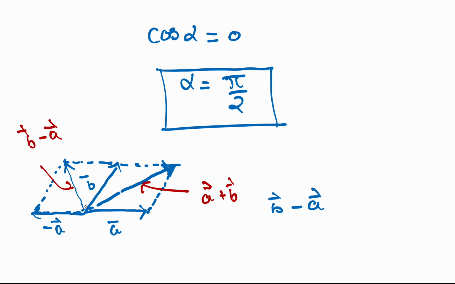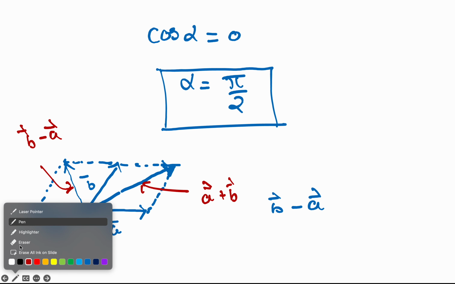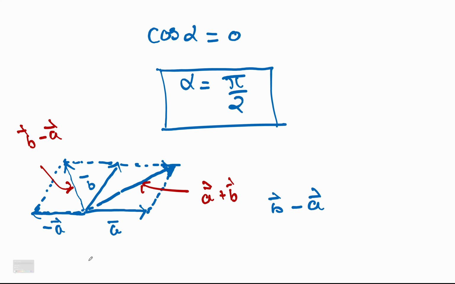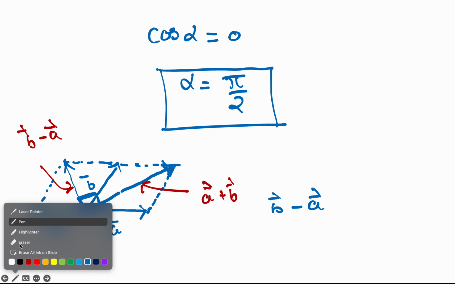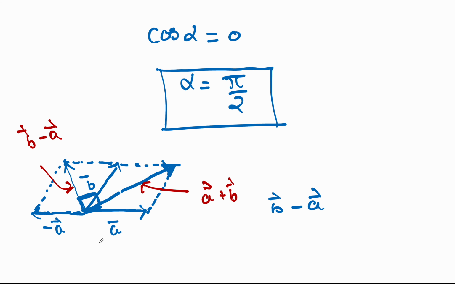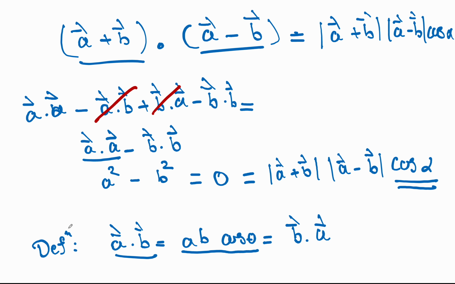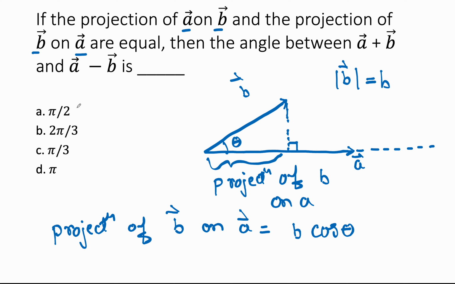Similarly, you can subtract b from a, but just for ease of drawing, I have made this. Here you can see that this angle is clearly 90 degrees, and by geometry also you can try to prove that this angle is 90 degrees. But yeah, we'll stop here. So this is the question, and the angle we found out was pi by 2. I hope this is clear. So we'll now move to the next question.